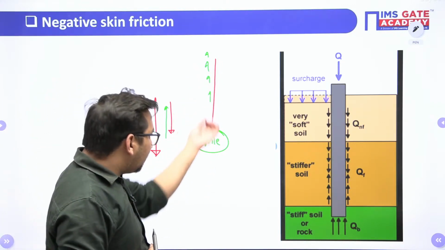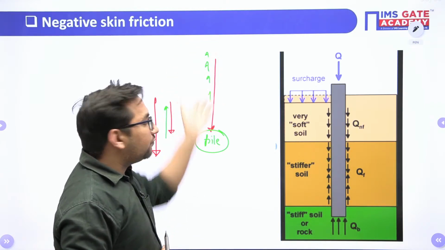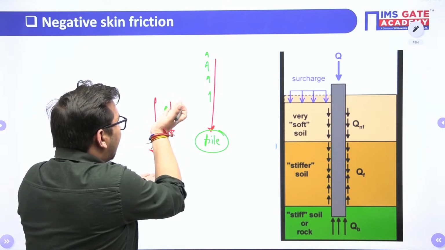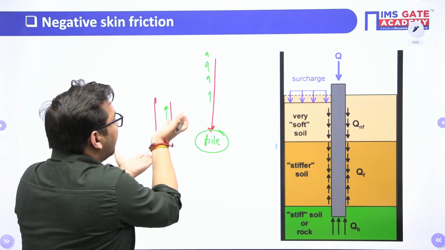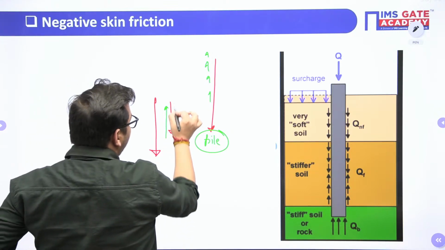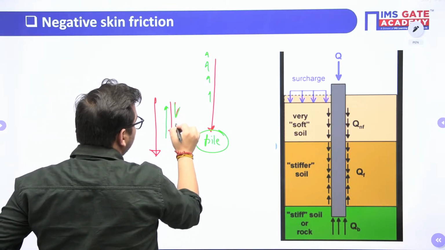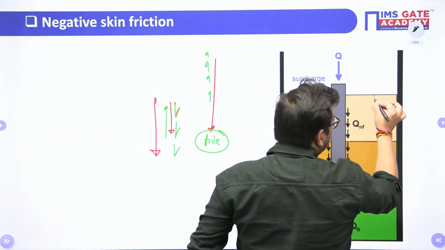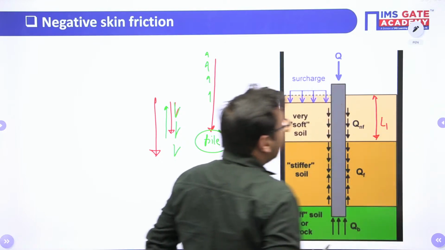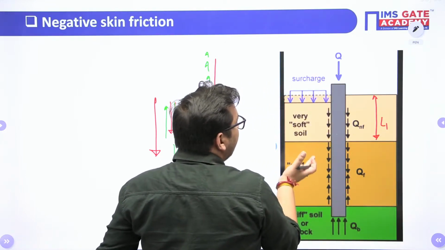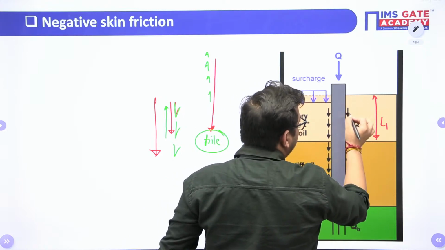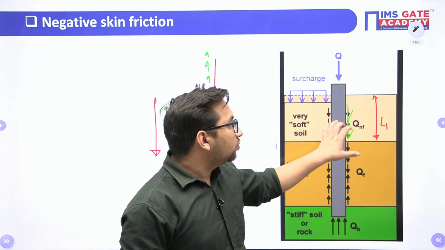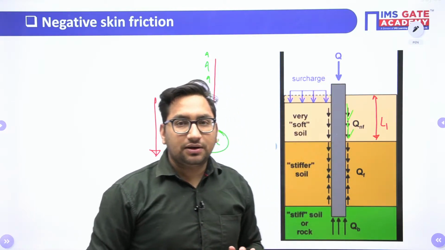Here the pile was moving in downward direction, so friction was generated in upward direction. Here now, the soil is getting settled more as compared to your pile. It means now the friction will be generated in downward direction. Let's suppose for this length L1, your soil gets settled more than your pile. It means here now the friction will be generated in this direction. It means this friction will be responsible for reducing the load carrying capacity of this pile, right?